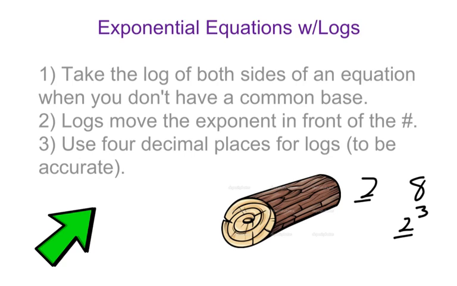But what if we were talking about 3 and 6? You can't write 6 using 3 as a base. For instance, 3 to the second would be 9, so that doesn't work. So you would have to take the log if you had 3 and 6 for your two bases.